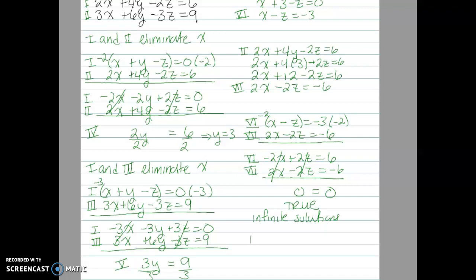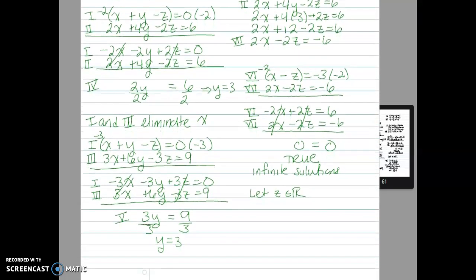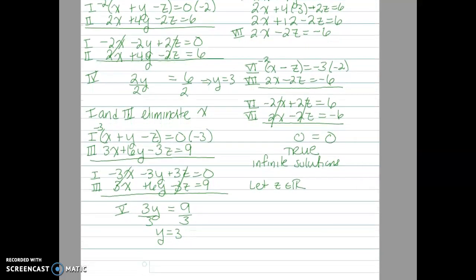What we do is we usually choose z to be any real number. And then I'm going to write the variable for y and x in terms of z. So z is going to be any real number. I'm going to take any equation that has the x and z in it. I'm going to use equation 6 here, which has x and z. And I'm just going to rearrange that equation so that it's x equals. So I'm just adding z to both sides, and I know that x is equal to z plus 3.